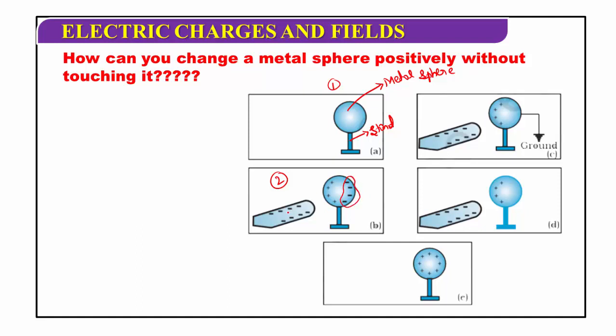When the negatively charged rod is placed near this sphere, the free electrons in the sphere move away due to the repulsion and start filling up at the further end. The near end becomes positively charged.